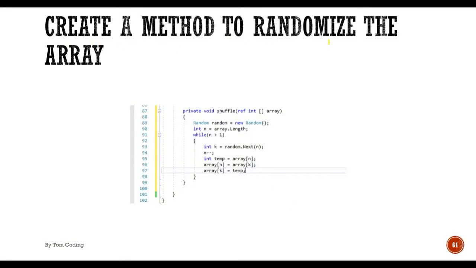So we create a method to randomize the array. This one will shuffle the whole group of grid images. So each time we call this function, it will reorder all the grid images.